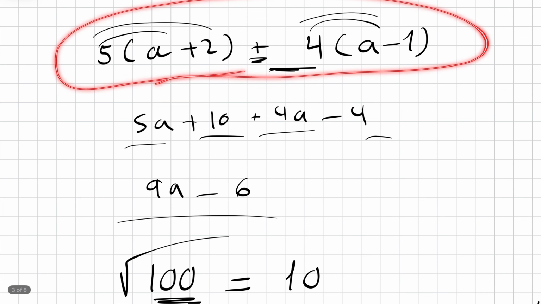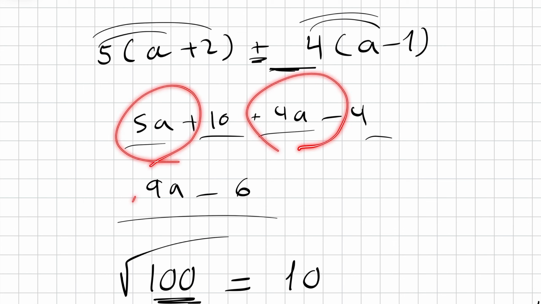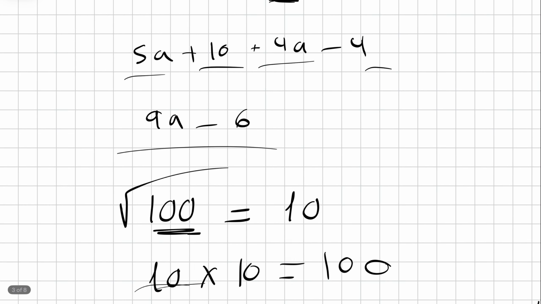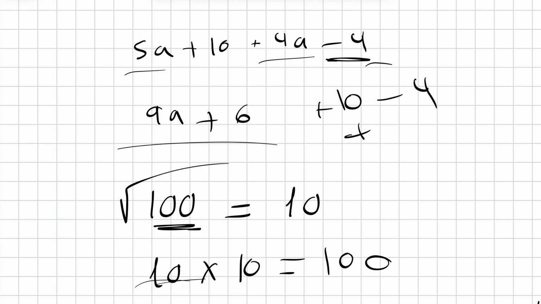When you have this, you have to expand first. 5 times a is 5a. 5 times 2 is 10. 4 times a is 4a. 4 times minus 1 is minus 4. And then you put the like terms together. It's going to be 9a, and 10 minus 4 is going to be 6. Oh, guys, careful. 10 minus 4, subtract and take the bigger number sign. It's going to be positive 6 because, as you can see here, you have 10 minus 4. So subtract and take the bigger number sign. The bigger number sign is positive, so that's going to be positive. Okay, the answer is this one.